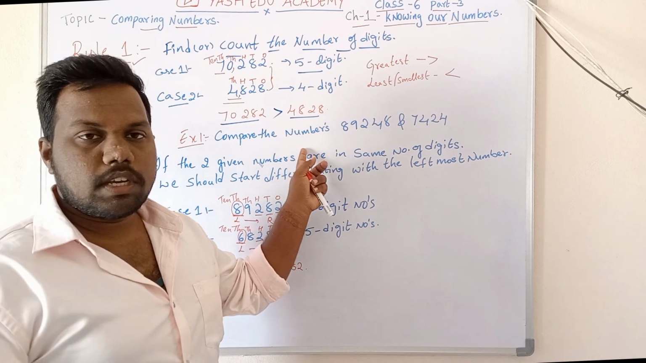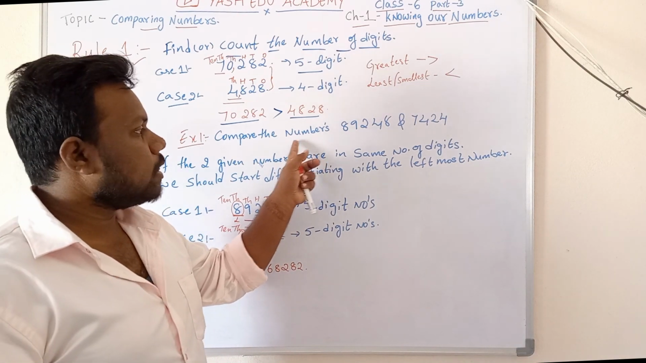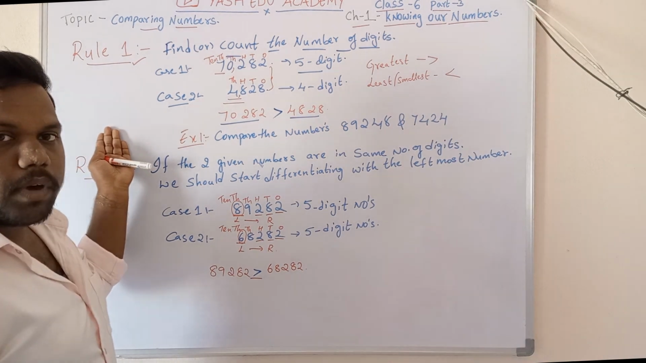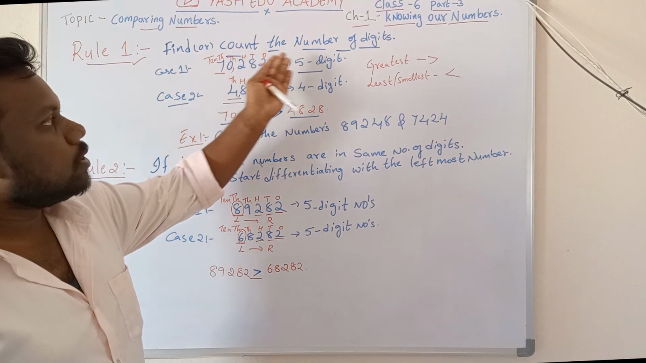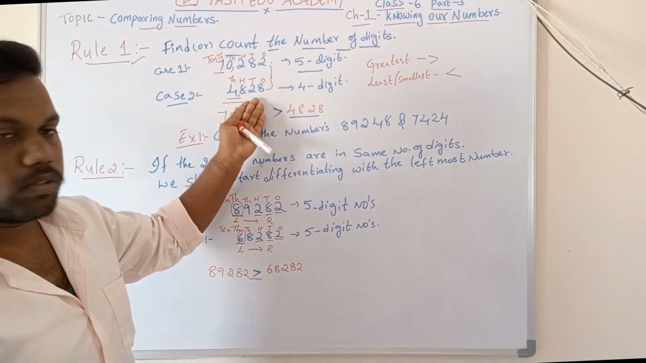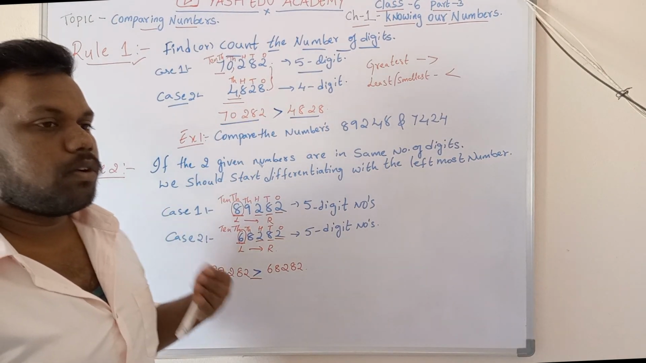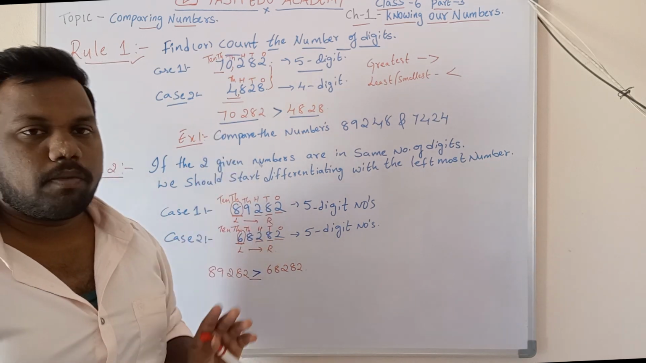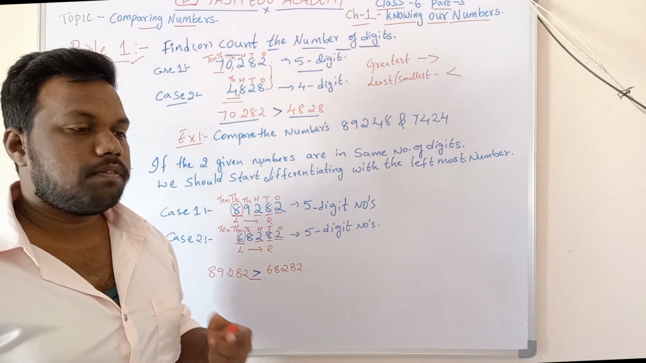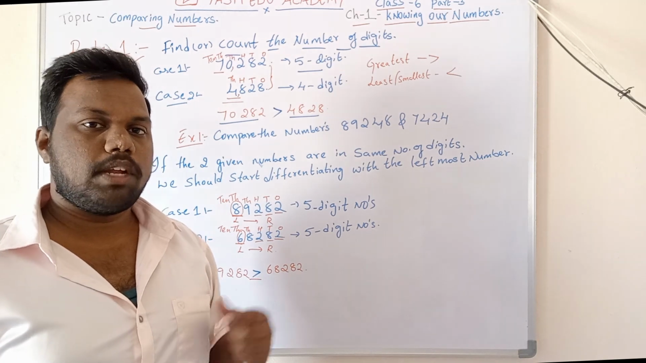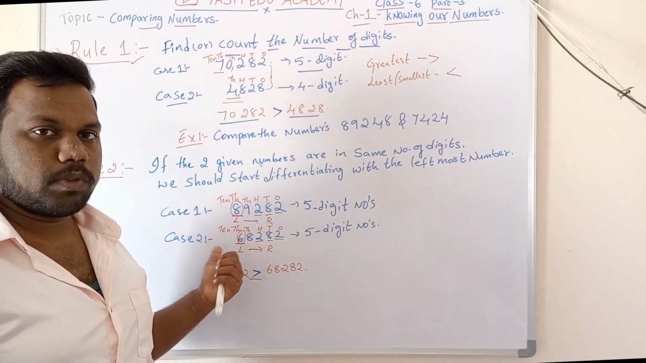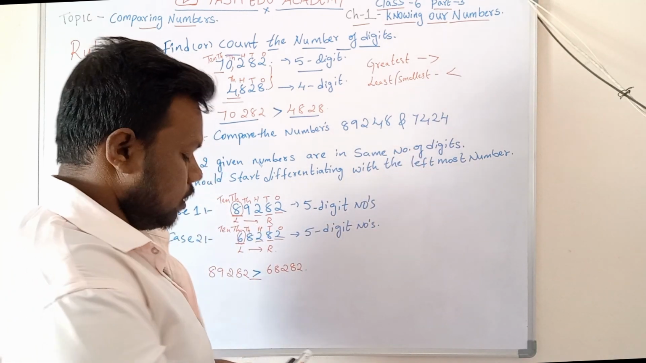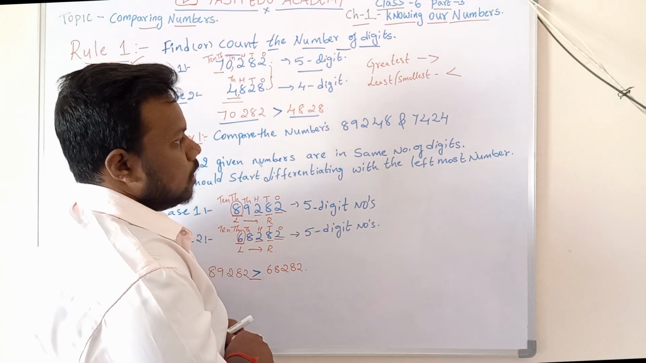Like this, if the question is given in your exam, you should compare the numbers by using rule number 1. Rule number 1 is to count the number of digits with the place values. If the two numbers have a different number of digits, we should directly use rule number 1. Count the digits first. If the number of digits is the same, then you go for rule number 2. So here the given numbers have a different number of digits. Okay, let us find out.